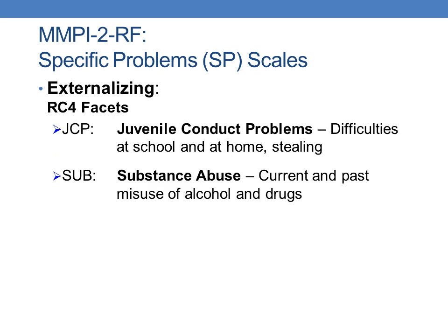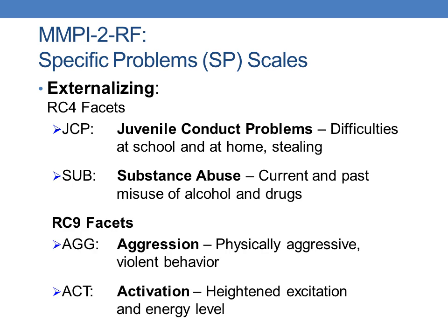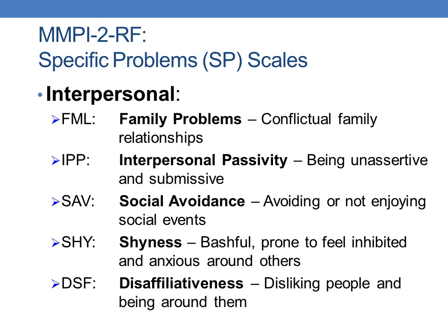The externalizing specific problem scales break into 2 that kind of capture RC4 elements, like juvenile conduct issues and substance abuse, and those that capture more elements of RC9, so aggression and activation. I'll say with this, these 4 scales, they really do break down into kind of more externalizing issues, whether they're more criminalistic issues versus substance abuse versus the proneness to engage in physical aggression. And then the last one, activation, is really what's left over, which are kind of more the manic-like symptoms.